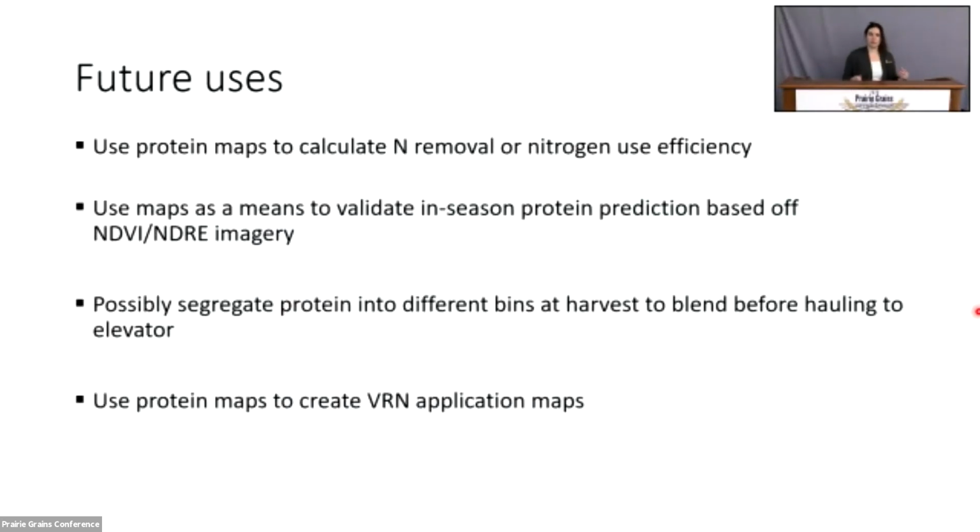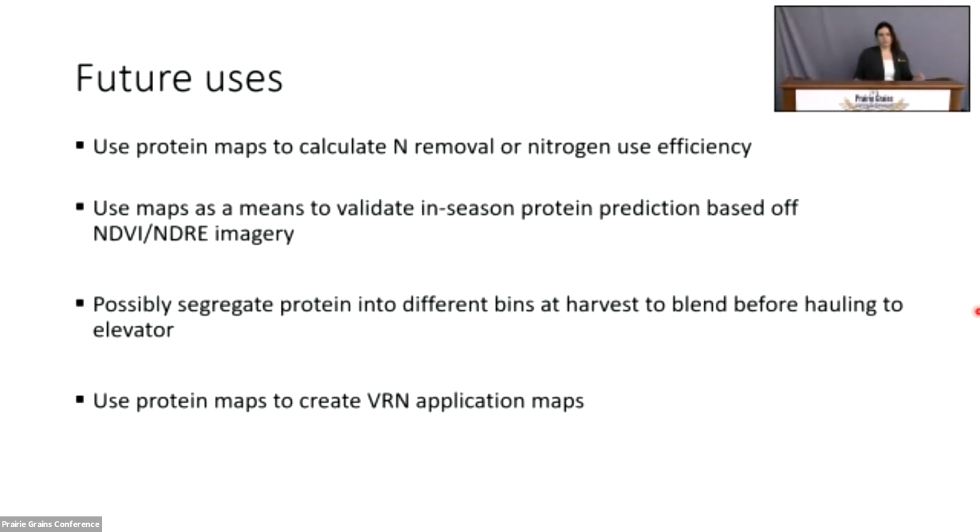So some either future uses or things we'd like to keep looking at with these maps as we keep collecting more and more data. Like to use these protein maps to calculate nitrogen removal or nitrogen use efficiency. Use these maps as a means to maybe validate some in-season protein predictions based off of imagery, whether with drone or satellites.